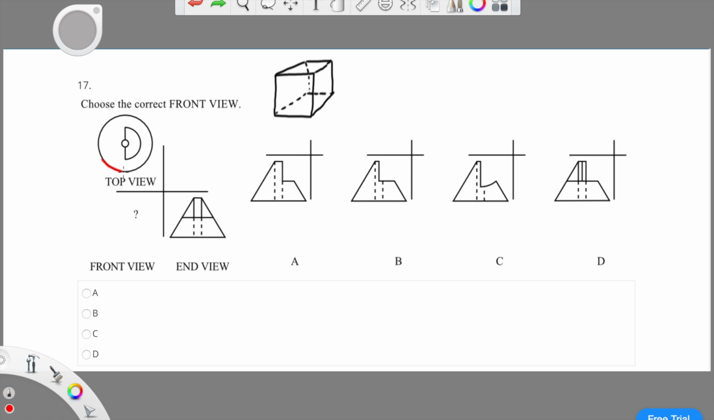So now I'm drawing color coordinated lines to show you the relationship between the top view and the front view. Although I'm using choice A, it does not mean it's right. I'm only using it as an example to show you the relationship between the top view and the front view. So try to follow along with the colors.